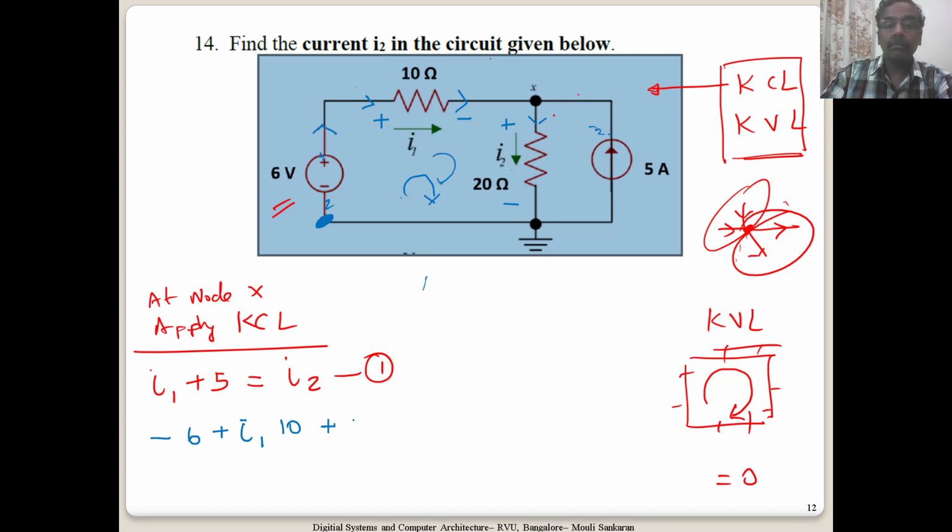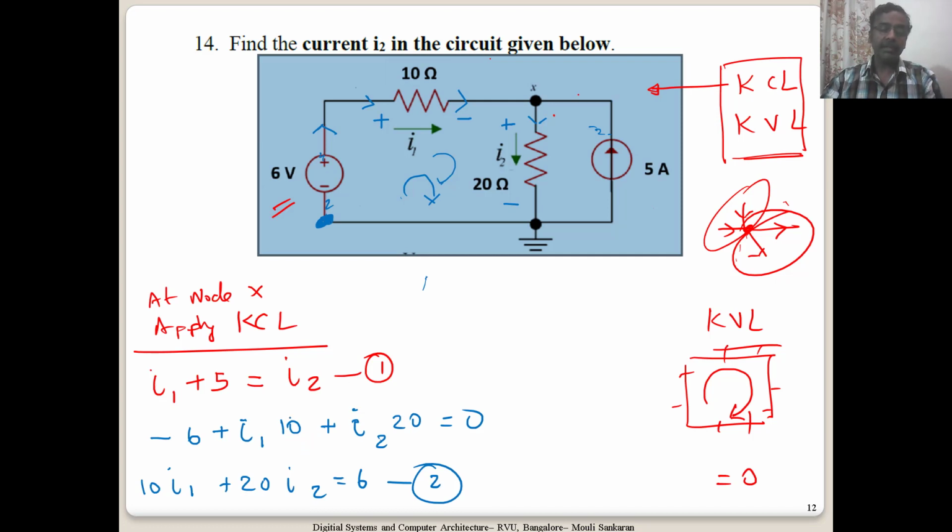So I2 into 20 equal to 0. So we come back here, so this entire voltage is equal to 0. Now, can I write it in another form? I1, okay. So let me write it as normally 10 I1 plus 20 I2 equal to 6. So I found that second equation.